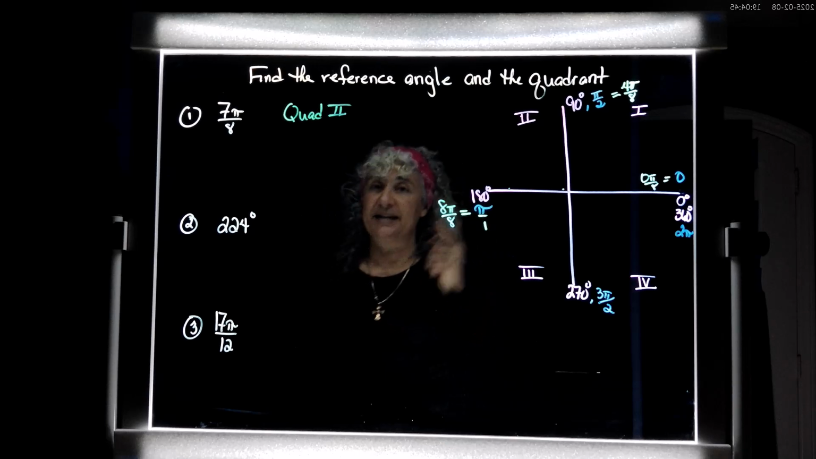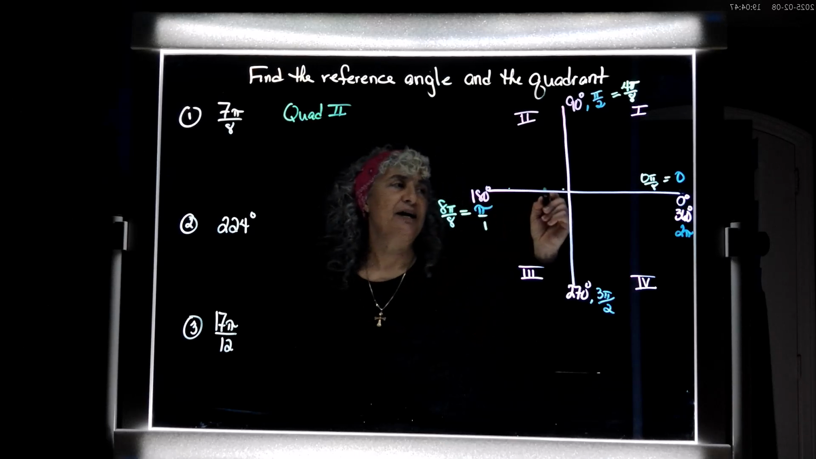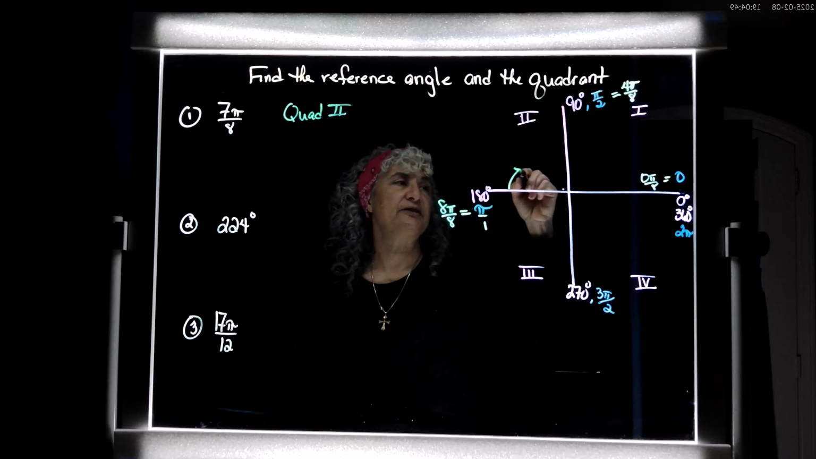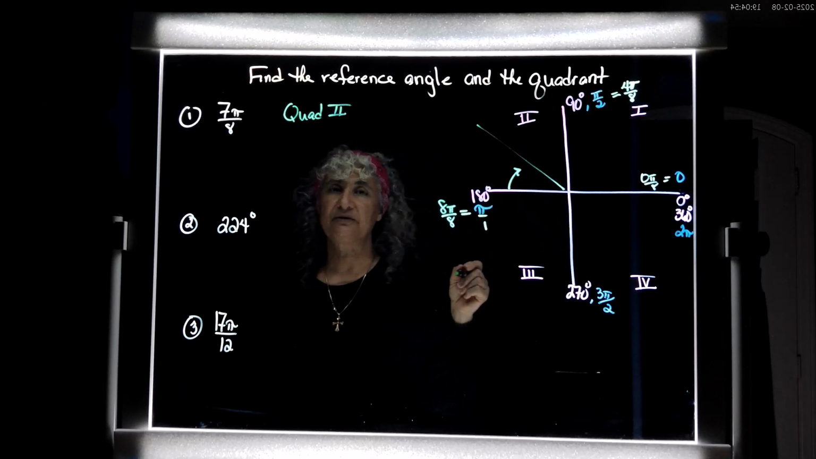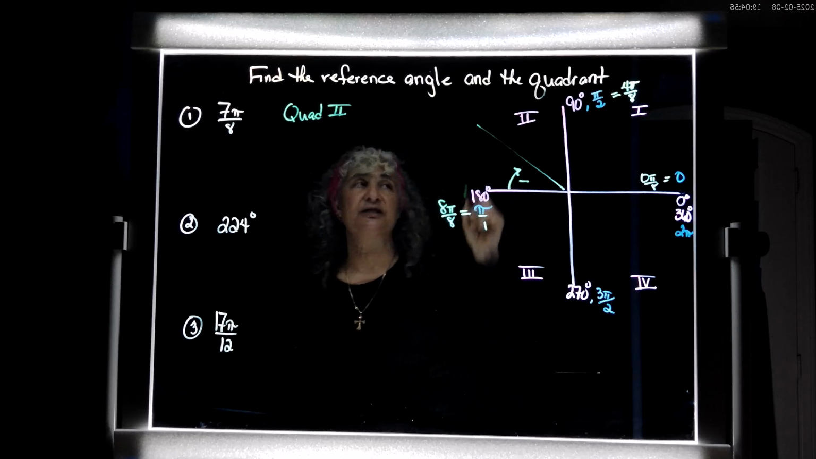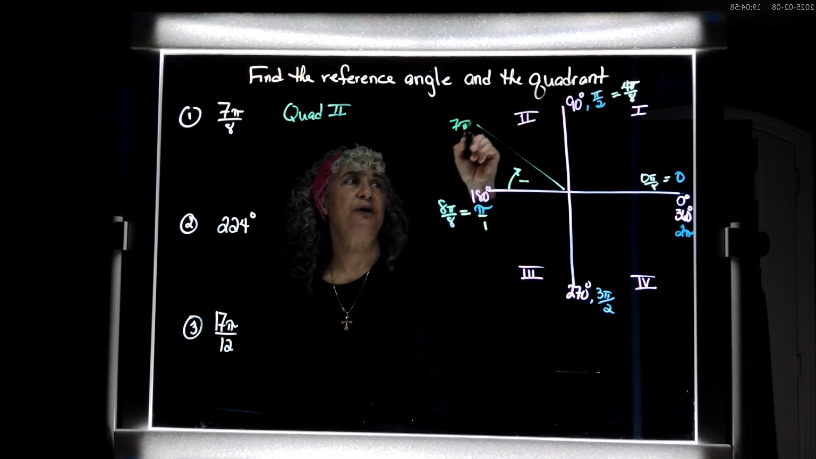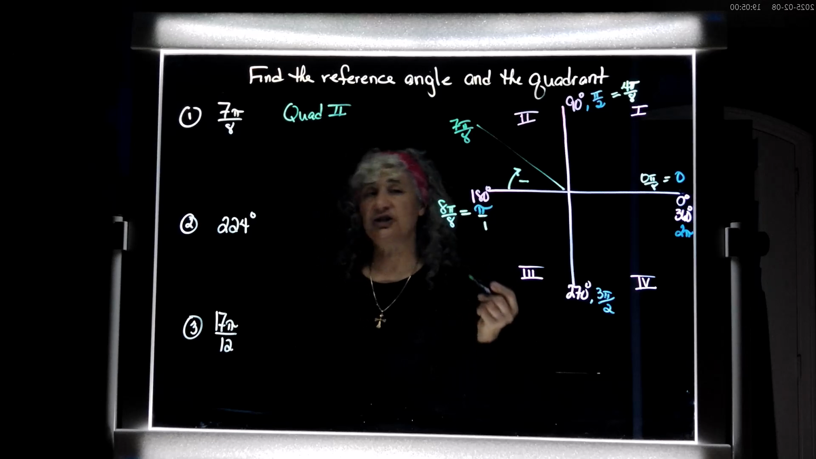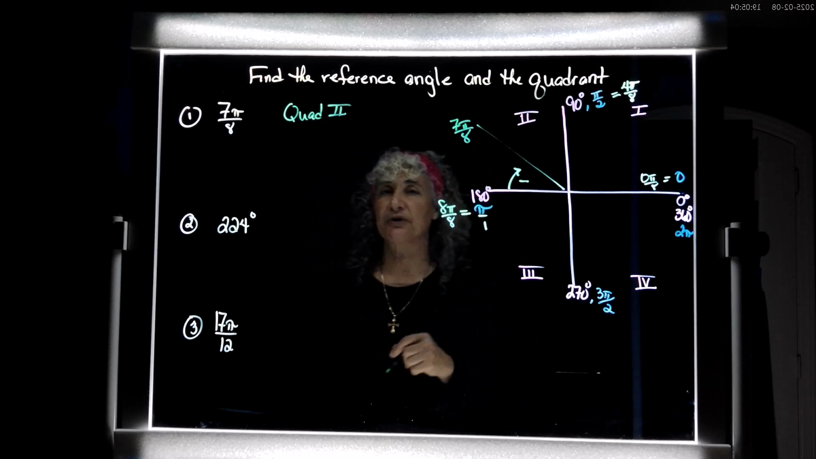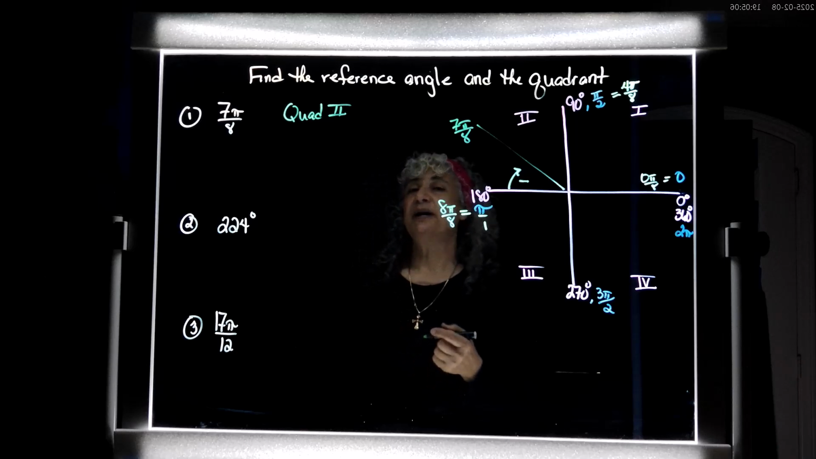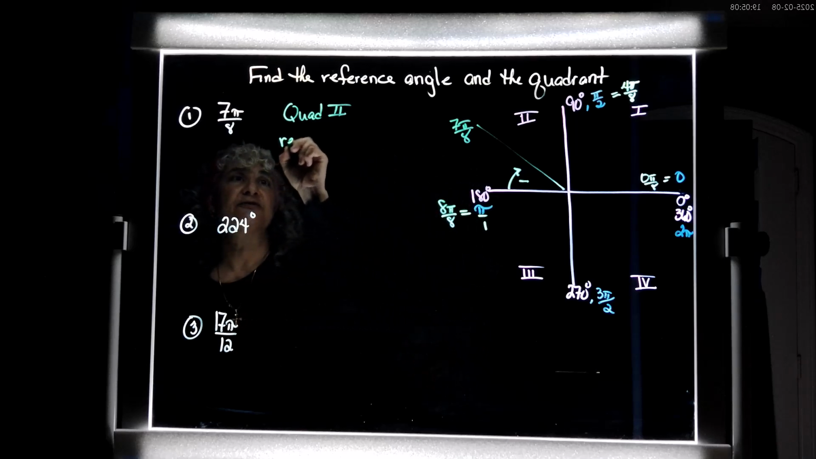Okay, and now I am going in this direction into quadrant 2. Is that the positive or negative? Yeah, that's the negative direction, isn't it? So 7 pi over 8. So the question is, 8 pi over 8 minus what is 7 pi over 8? You're like, 1 pi over 8. Well, then there's your reference angle.